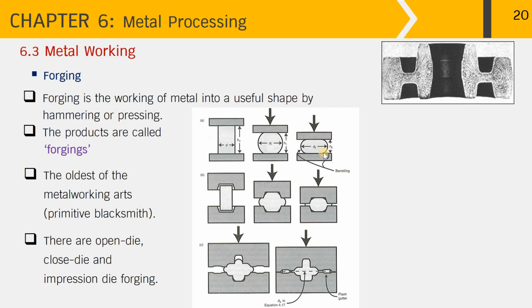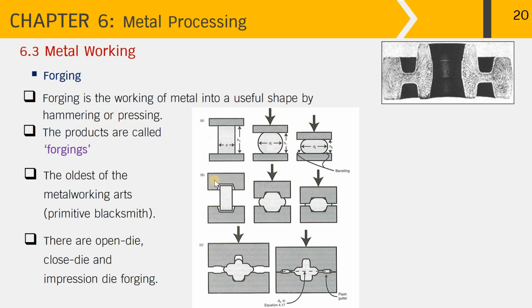And you can notice that by using the open die operation, we get the barreling effect along the side of the metal piece. This open die forging is normally done in the hot working range and normally with big size metal pieces. Picture B shows the closed die forging operation.